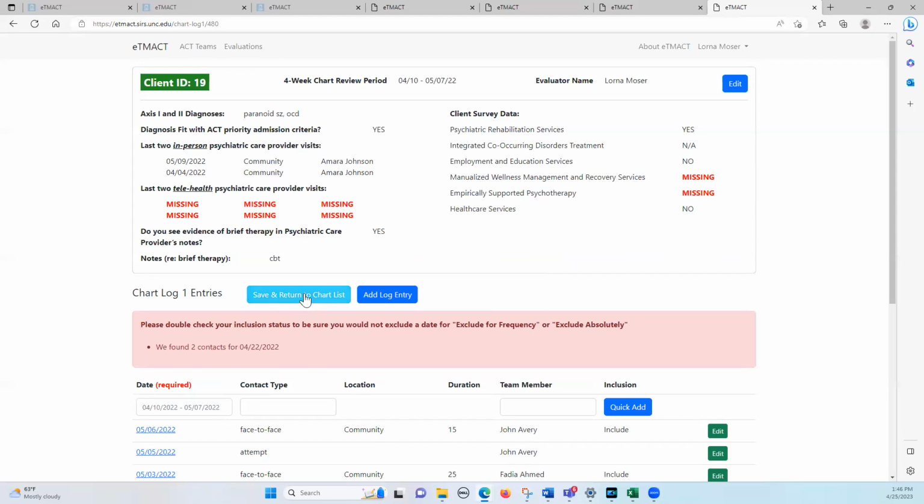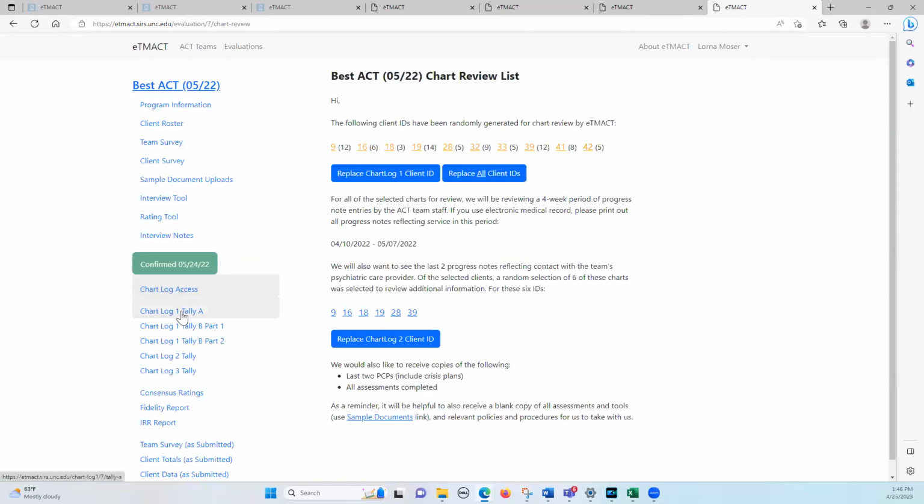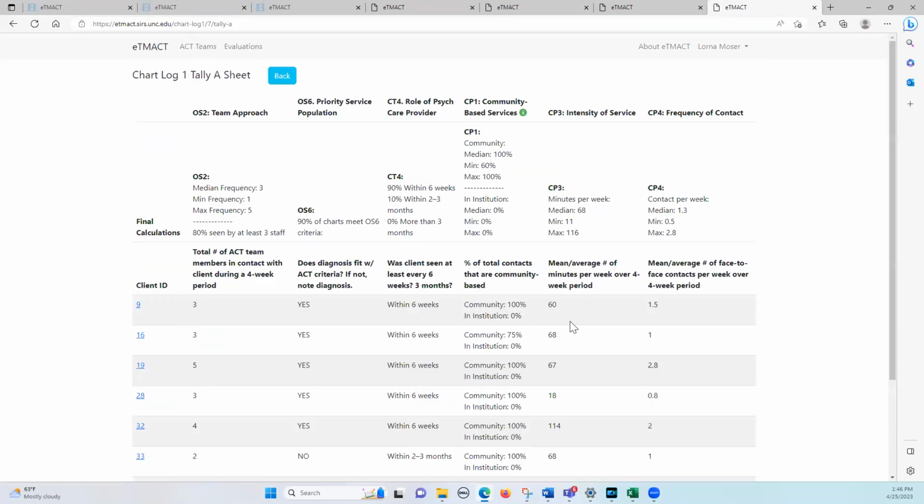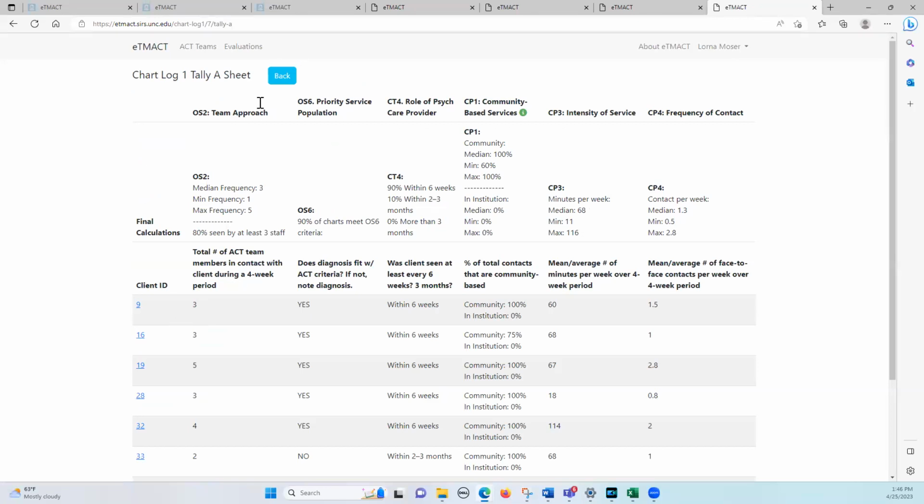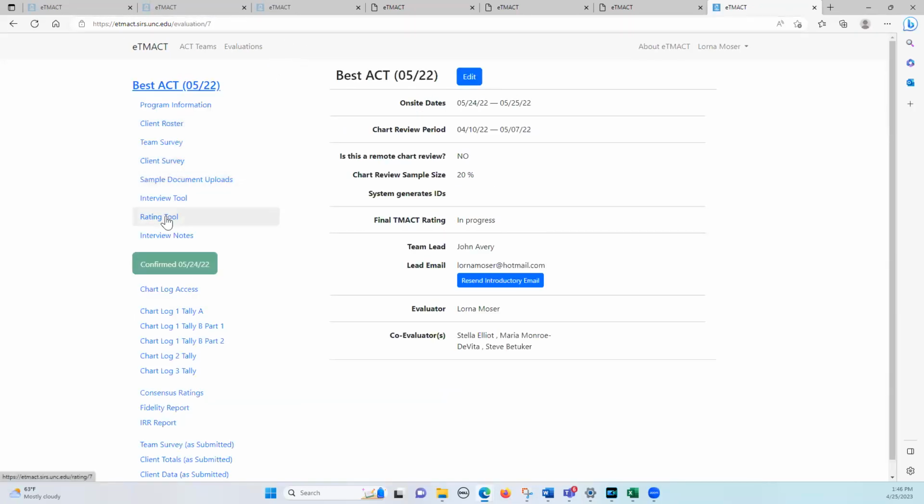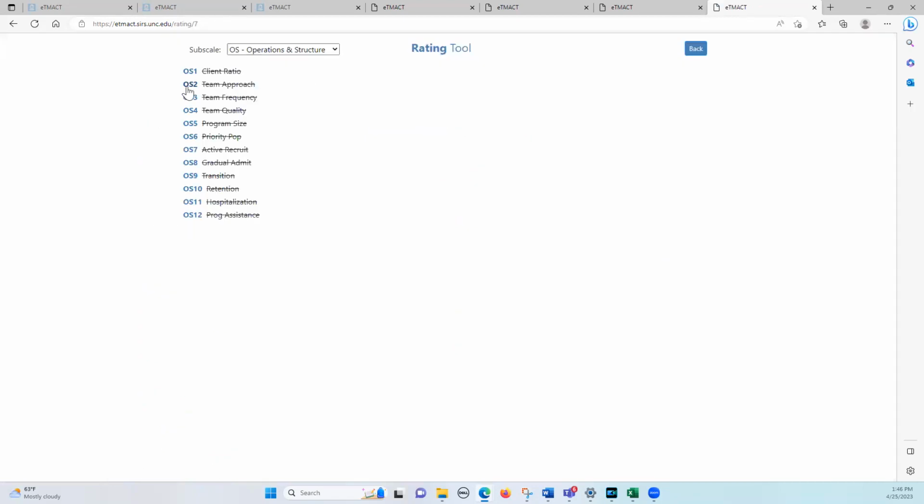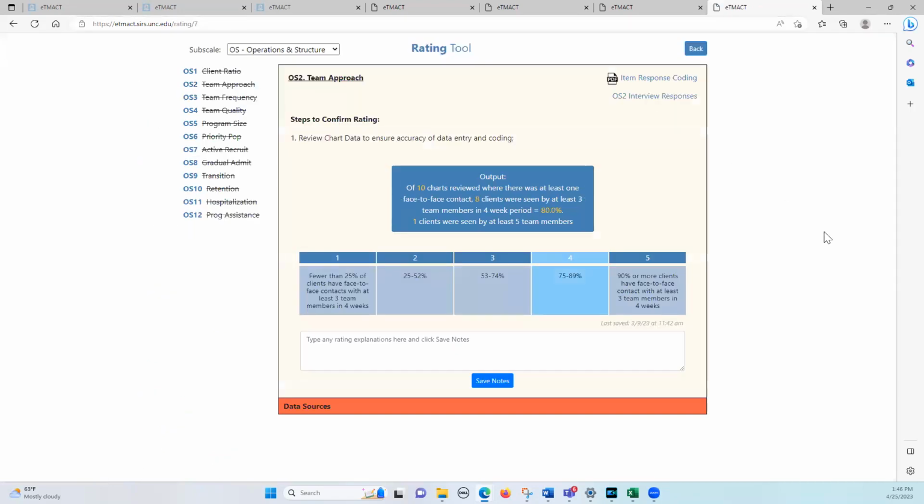And even though this is mainly focused on chart log 1 tally A, just to give you a sneak peek, team approach 80%. If we go into the rating tool, we go to team approach, eTMACT grabbed the data it needed from that log and planted it in here for us.